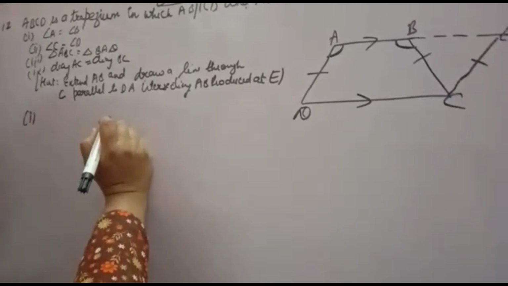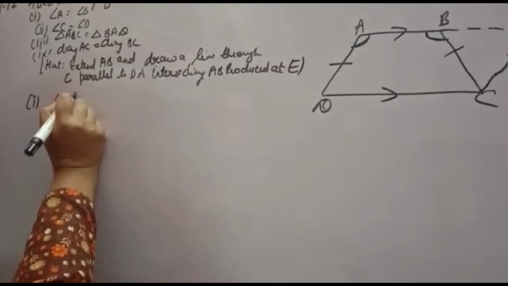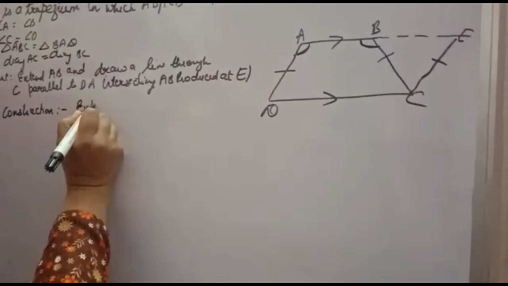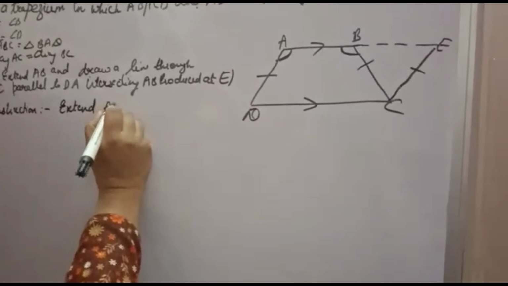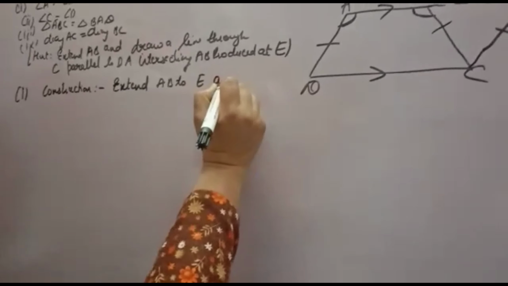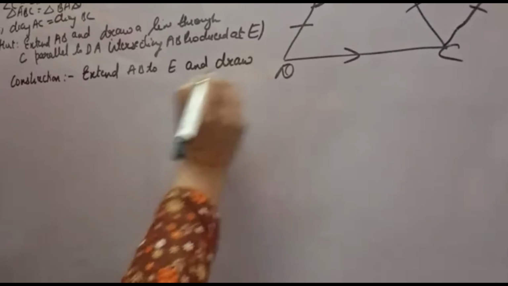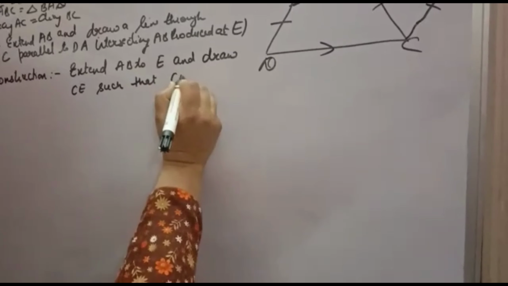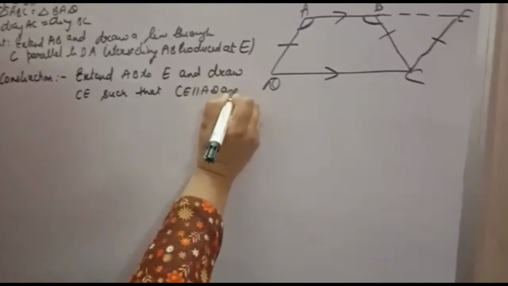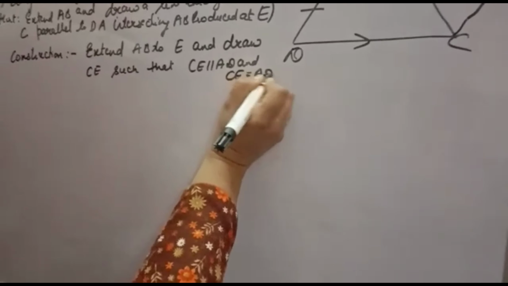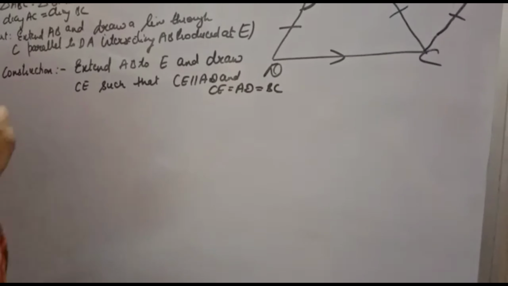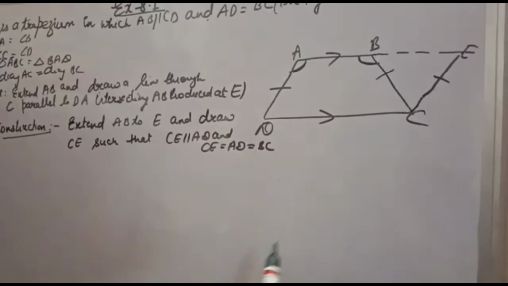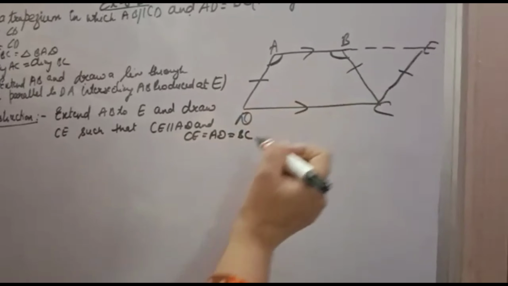Now see the first part of the proof. By construction, firstly you have to write: extend AB to E and draw CE such that CE is parallel to AD and CE is equal to AD or BC. Now this is the main step. Construction you have to do. If you do the construction, then it is easy to do. Otherwise you will not know what you have to do, and then proving becomes difficult. With construction it becomes easy.